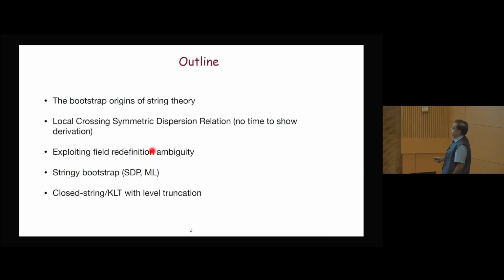And then I'm going to set up the bootstrap, keeping in mind tree-level string theories, using semi-definite programming and machine learning, and I'll explain why machine learning is of use in this particular case. And finally, in the last slide, I'm going to talk about a closed string and a KLT type relation with level truncation.